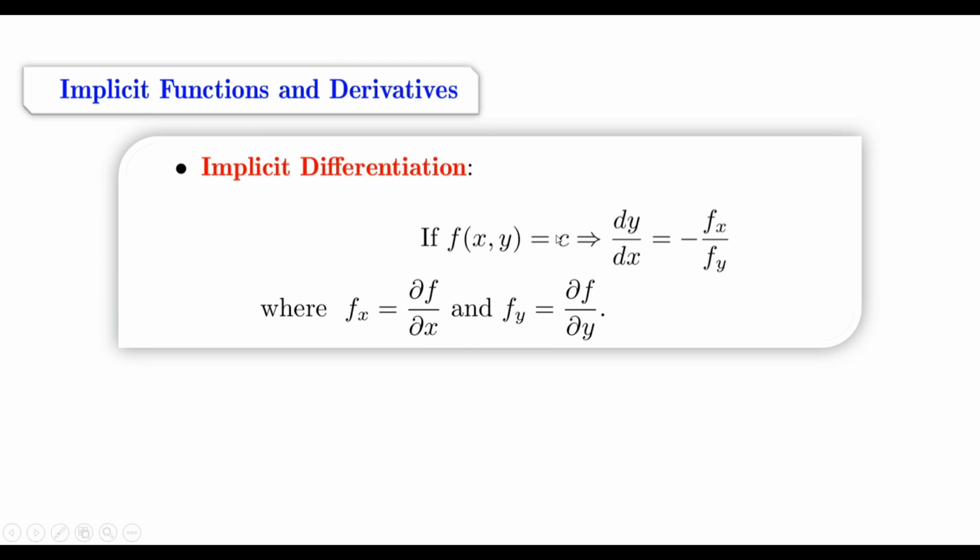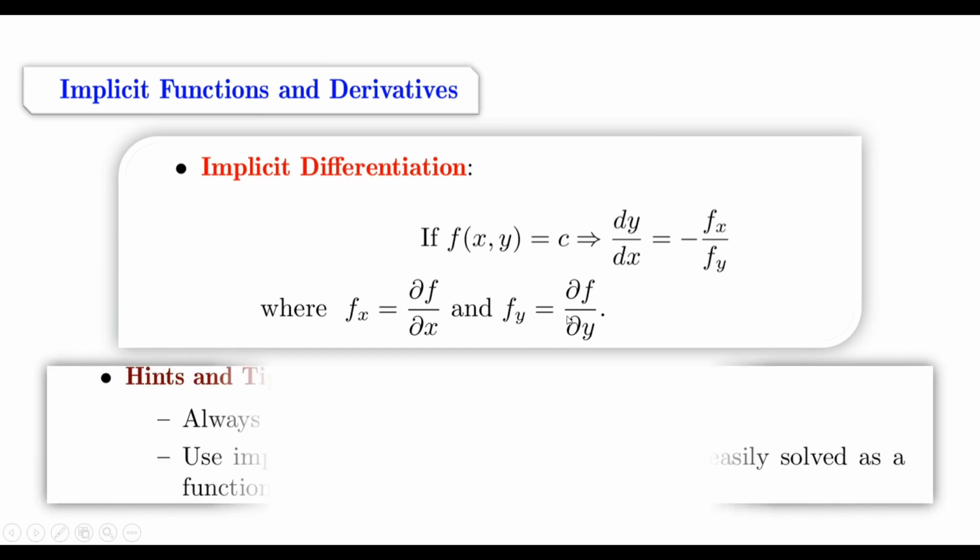Implicit differentiation. If f(x, y) equals c is an implicit function, then differentiating both sides with respect to the variable x gives dy by dx as negative fx upon fy, where fx is dou f by dou x and fy is dou f by dou y.